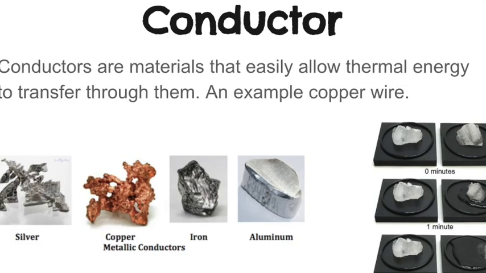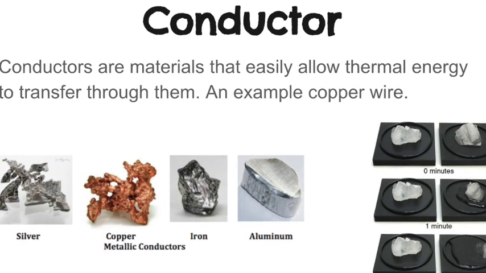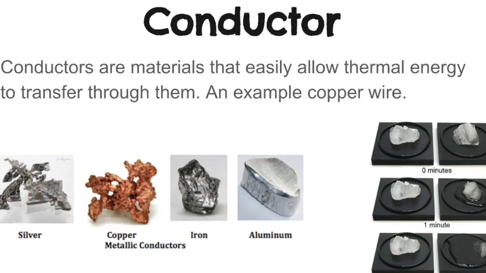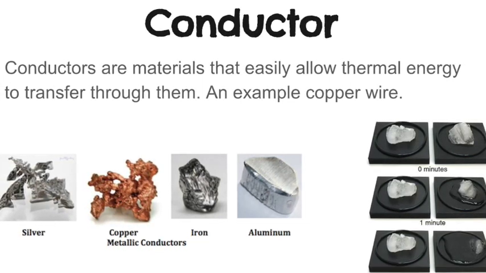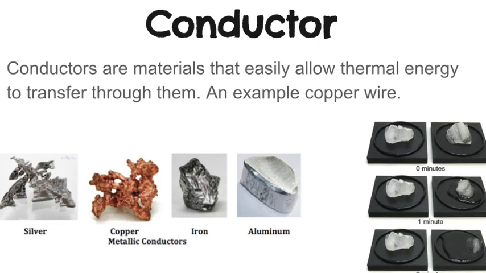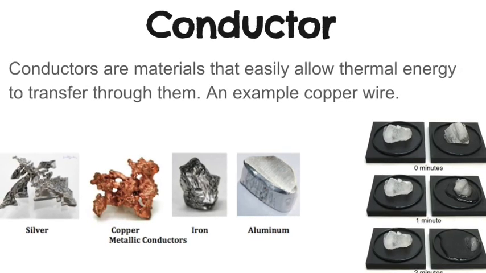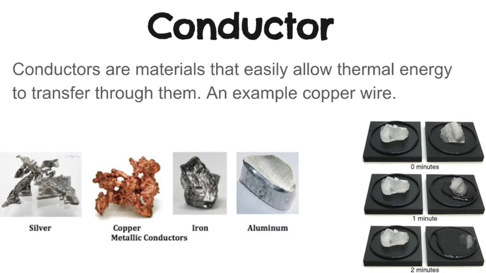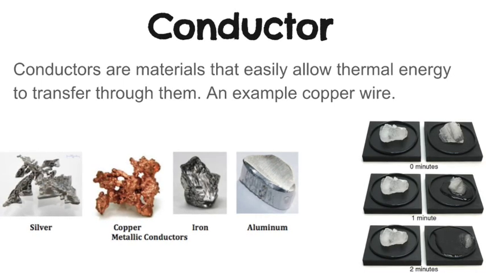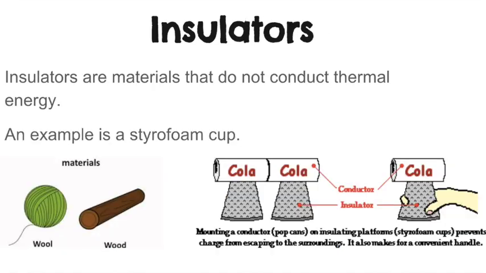Conductors are materials that easily allow thermal energy to transfer through them. An example can be copper wire, but a lot of metals are conductors. Just like our phase change stations, the metal versus plastic blocks, the metal melted the ice faster because it's better at conducting or transferring thermal energy.